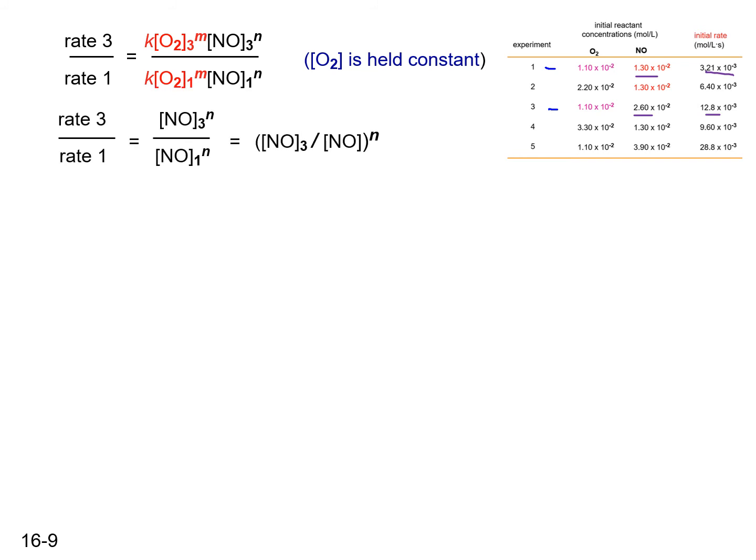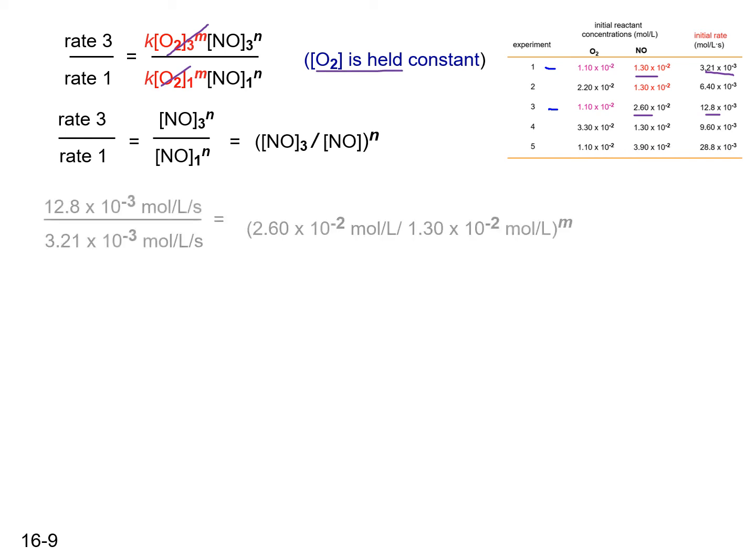There's the rate law simplified down. The oxygens are gone. They're constant. Plug your values in. So there's your third rate there, rate 3, rate 1 on the bottom. On the other side, we've got the value here, there, and then that value is there.